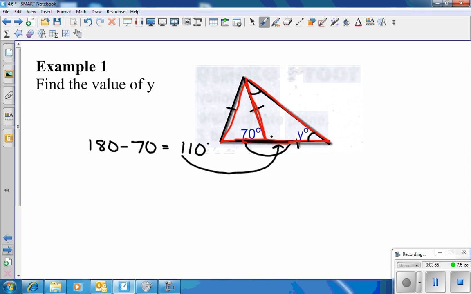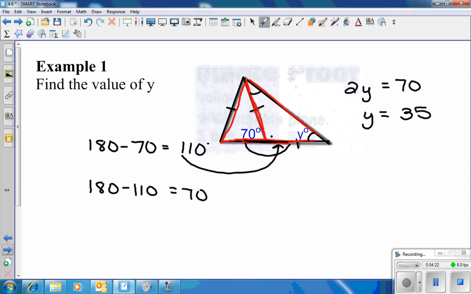So I could do it backwards. I could do 180 minus 110, which is going to, of course, give me 70. So these two angles together are 70. Okay, so I have two angles added together to the same amount. Let's call them y. That's all you do. You got two angles that are the same. They're both y, and they're going to equal 70. So you take 70 and divide by 2. And you get 35 degrees.